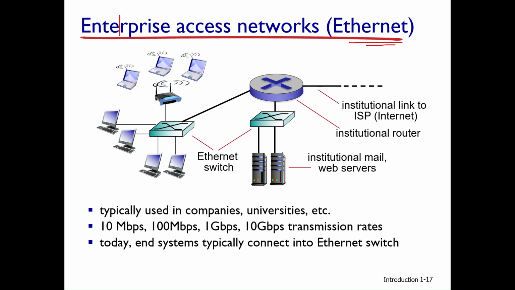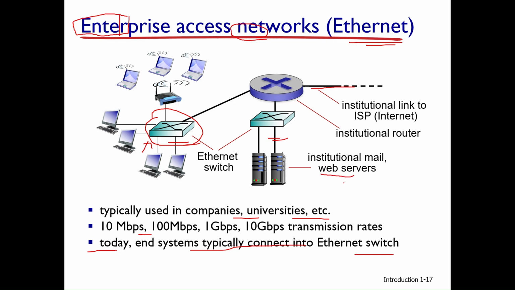Enterprise access networks are also known as Ethernet. So these are Ethernet switches, and this is an institutional link to an ISP. Ethernet is an enterprise access network typically used in companies, universities, etc. It has a wide range of transmission rates: 10 megabits per second, 100 megabits per second, 1 gigabit, and 10 gigabit. Today, end systems typically connect into an Ethernet switch.